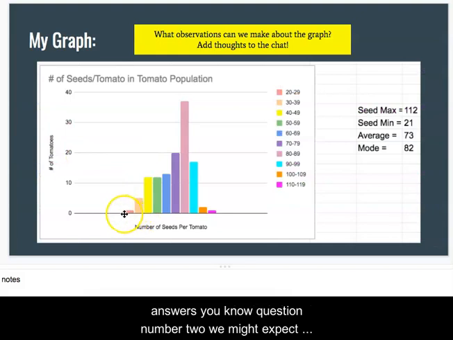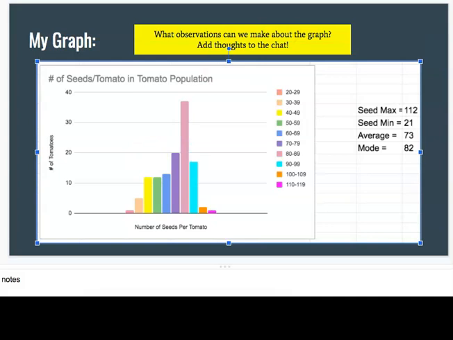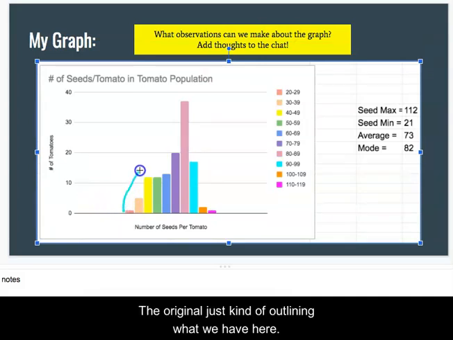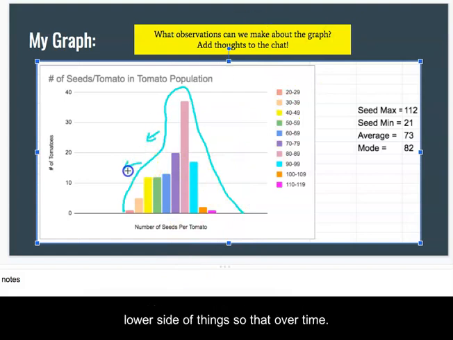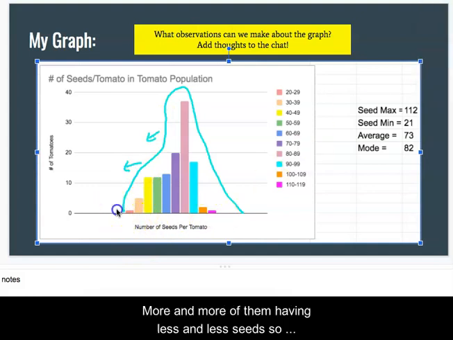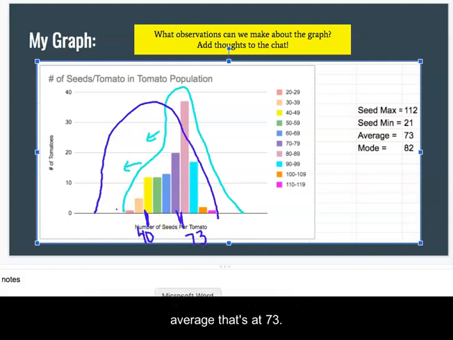We might expect, if we have this chart here of the original, just outlining what we have here, like so, you might expect that this could shift a little bit to the lower side of things, so that over time you end up with more and more of them having less and less seeds. So you might see this shift over time where the average might be closer to 40 instead of the current average that's at 73.